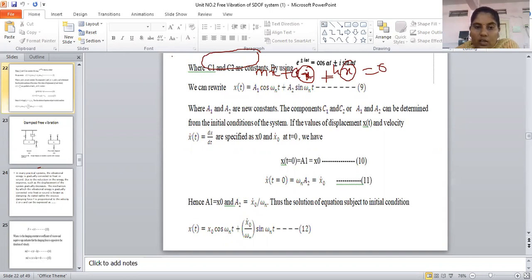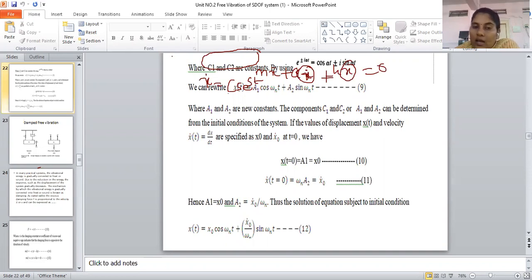So we can calculate the x dot value. x dot is c into s into e raised to st, because c is the constant and s is the coefficient of t. That is why the derivative of e raised to st is s into e raised to st. So x dot becomes cs into e raised to st.